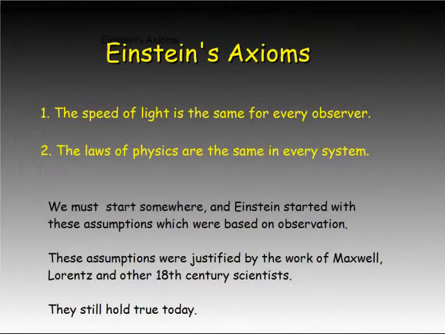Einstein used 2 axioms as the basis for his theory, and we will use the same ones. The first is that the speed of light is constant. The second is that the laws of physics are the same in every inertial system, that is, a system which is traveling at a constant speed.